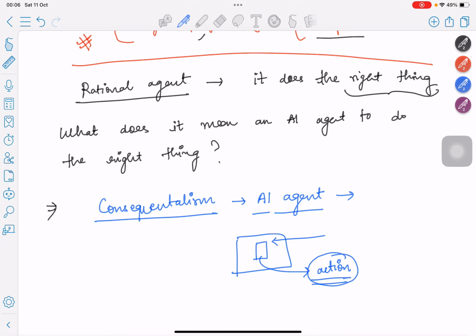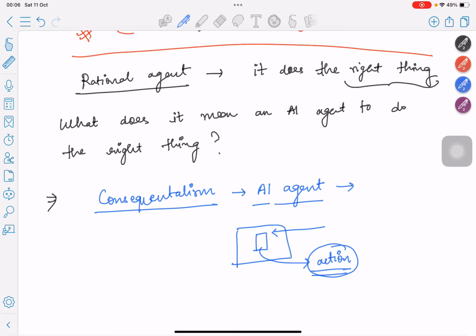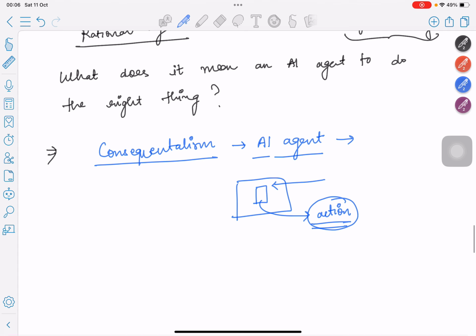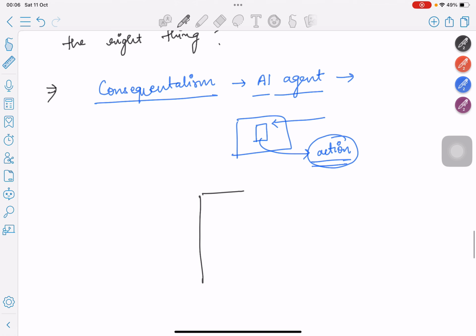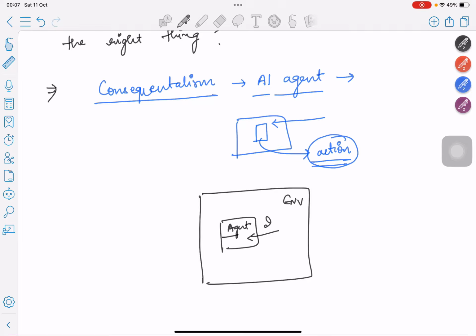Let's say, given an agent plugged into an environment, I will draw a figure of it. Let's say this is an environment, and an agent is plugged into this particular environment. What will happen? It generates a sequence of actions according to the information it receives from the environment. It receives certain percepts from the environment, and on the basis of them, it will take some particular action.